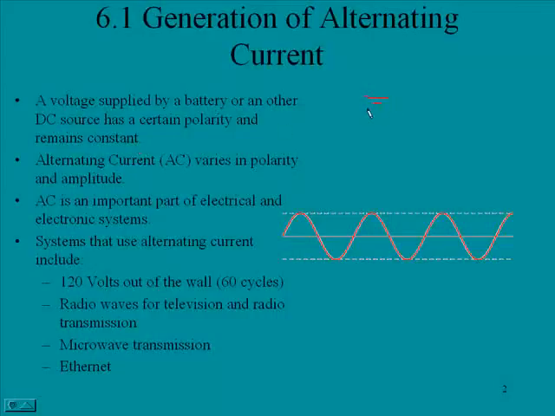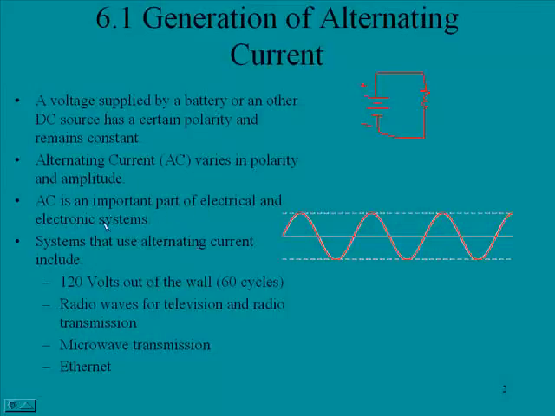We looked at a battery connected to something, and we saw that it had a positive polarity and a negative polarity, and it remained constant. It did not change. Alternating current, AC, varies in polarity and amplitude. And so here we see an AC sine wave, and you see that it is constantly changing, going positive and then negative, and it is alternating.